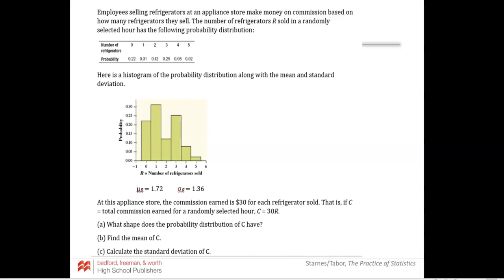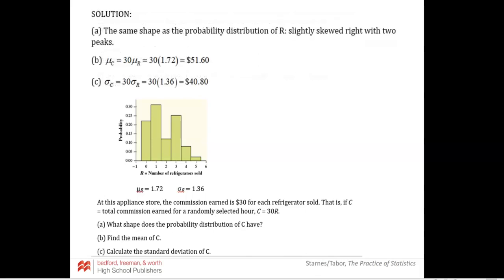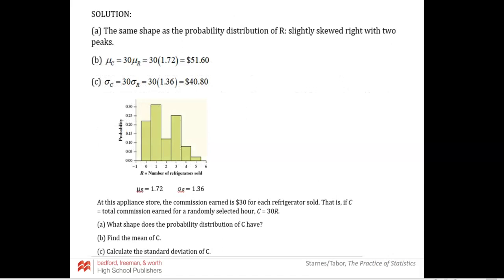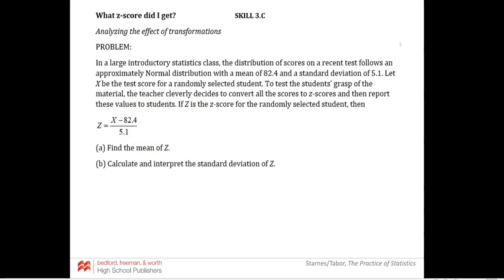The mean of the original is 1.72. If we multiply by 30, you're going to take 1.72 and multiply by 30. Standard deviation, you're also going to multiply that. The spread is going to be much more spread out, so you multiply that by 30 as well. I keep saying bimodal, but maybe I could say 2 peaks. That's probably better to say, although bimodal seems okay as well.